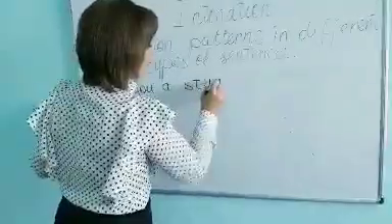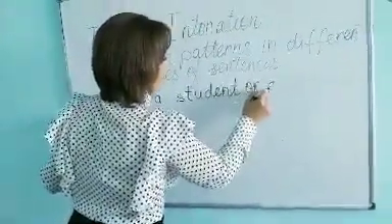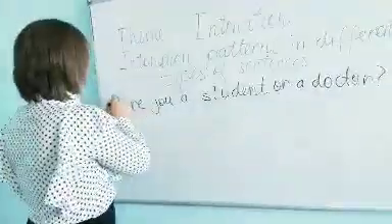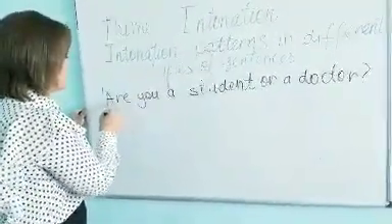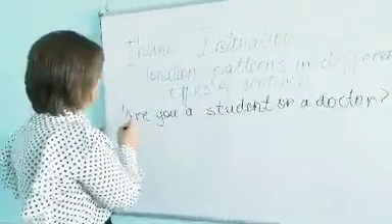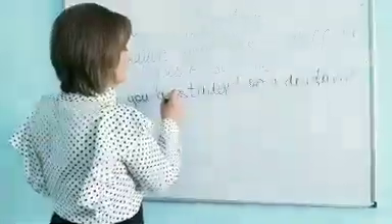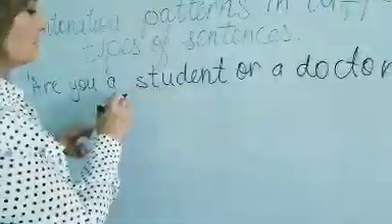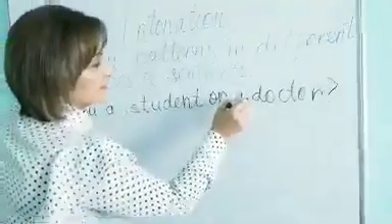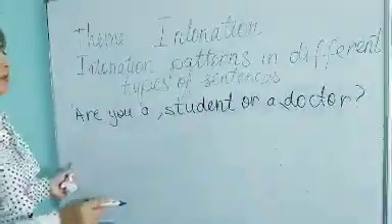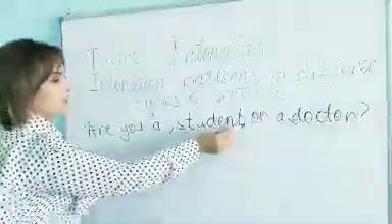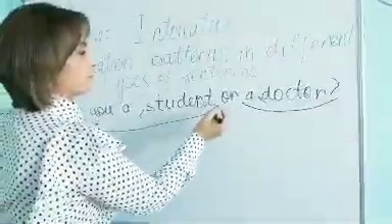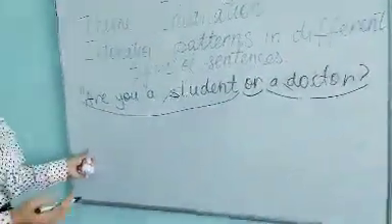Are you a student or a doctor? The auxiliary verb are takes stress here as it is in the initial position in the question. Over student, we should put the stress mark of the low rising nuclear tone. And here, doctor. As I have just told, the alternative question consists of two parts. This is the first part, and this is the second part. These two parts are connected with each other with the conjunction or. And what about the intonation of this alternative question?